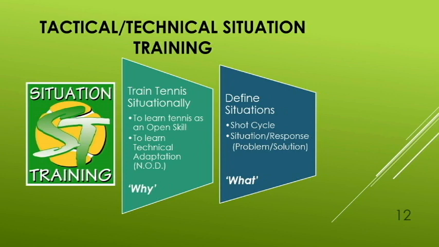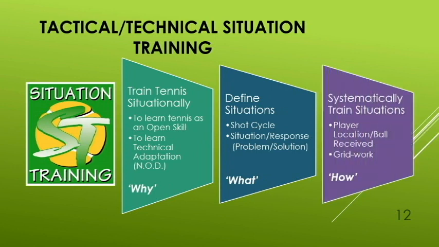What we do is to define situations in a shot cycle, which identifies a problem and a solution for every shot. And finally, how we do it is to use a location-based approach and split the court into a grid so players can learn tactical play, problem solving, and decision making in all parts of the court.